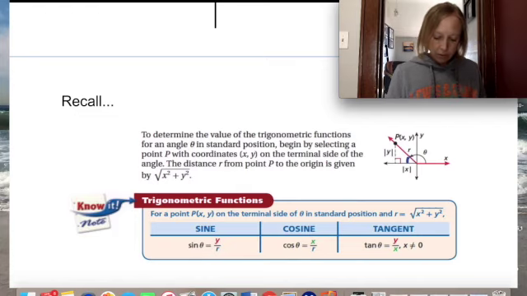Now in the Desmos activity, every single time you do this, the radius that you have here, or the r value, is always going to be 1. Okay, because we'll be using what's called a unit circle, which is a circle with a radius of 1.